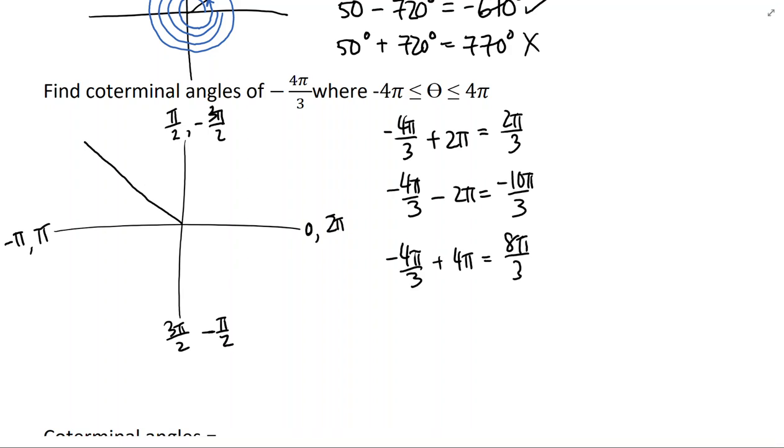So at this point, if we add or subtract another 2 pi to any of these angles, then we're out of the restriction that we want. So therefore, our final answers only include 8 pi over 3, 2 pi over 3, and negative 10 pi over 3.